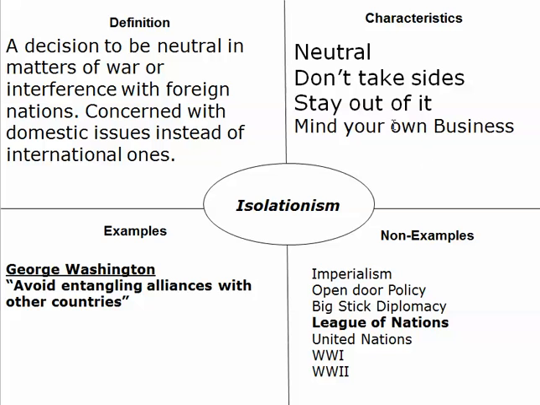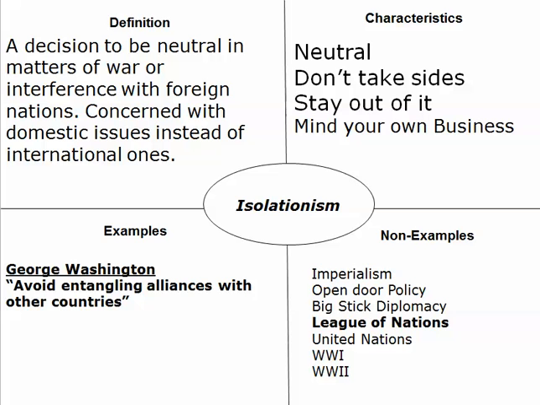Characteristics: remain neutral, don't take sides in foreign affairs, stay out of that, mind your own business. An example would be what George Washington told us to do in his farewell address: avoid entangling alliances with other countries. Non-examples would be our imperialism, definitely, at the beginning of 1898, 1900, open door policy or big stick diplomacy under Roosevelt. The League of Nations would definitely be a non-example of isolationism if we joined it. The United Nations today is a non-example. World War I, World War II.